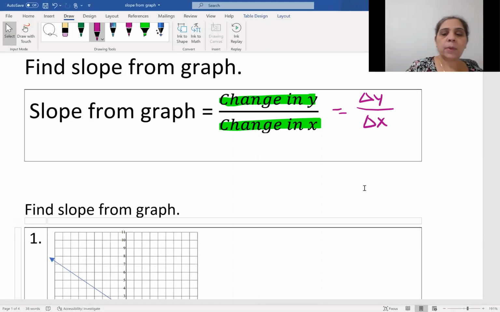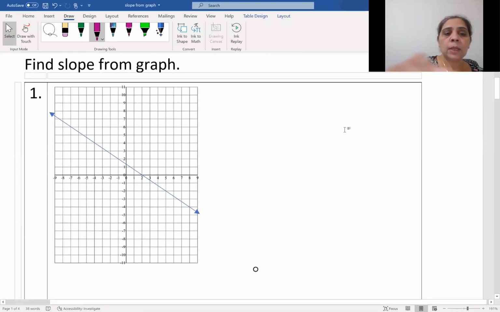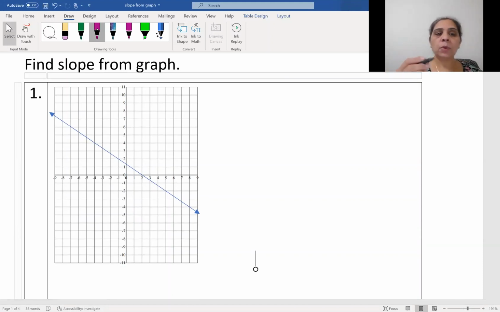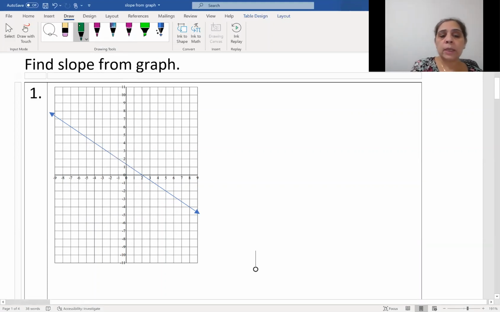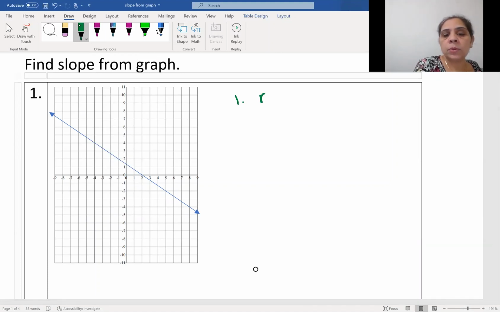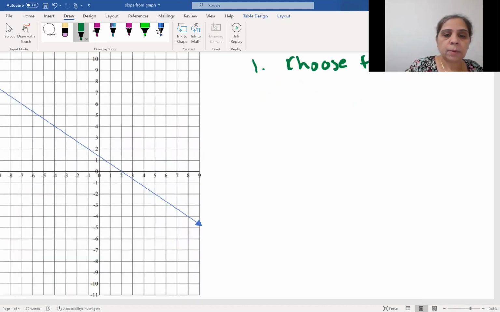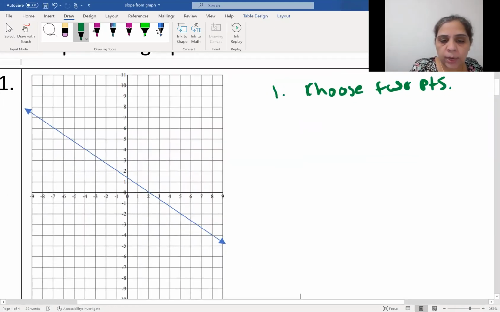So now here we have an example. Your step one, whenever we are given a graph and need to find slope, is to take 2 points. All right, so your step one, choose 2 points. Any 2 points which you can read as whole numbers. We can see in this graph 2 exact points right here.